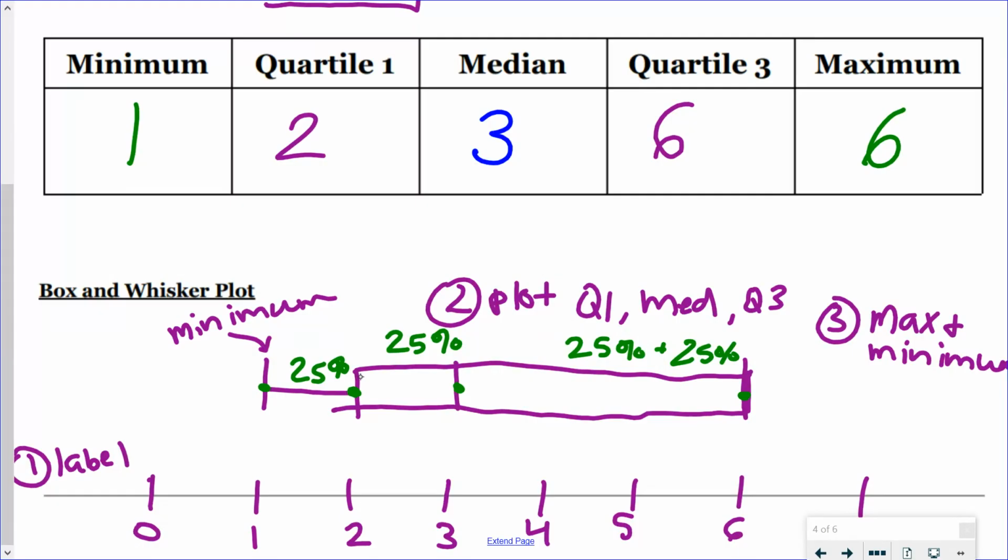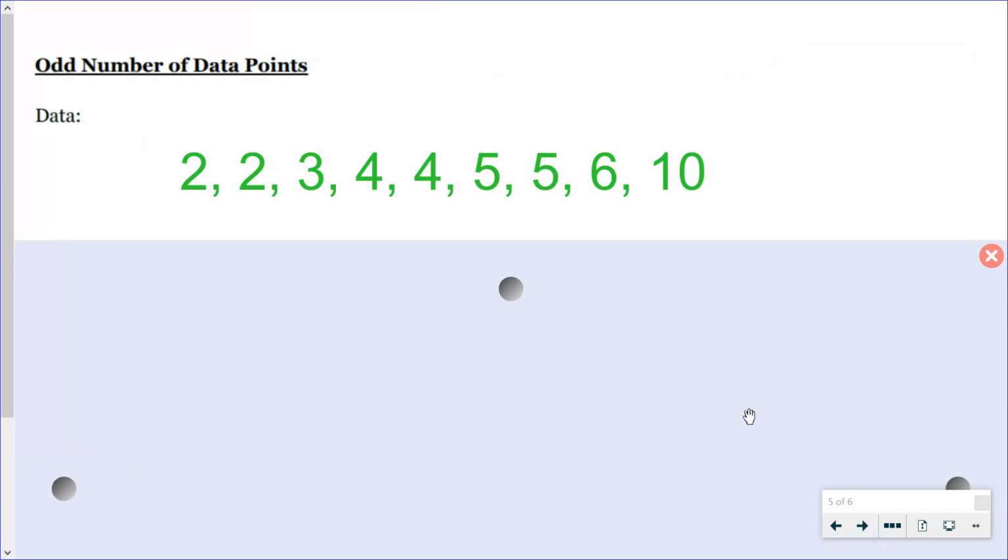So even though this section on the right is bigger than the section on the left, it contains the same amount of data, meaning that more of our data is condensed on the left and it's more spread out on the right. Okay, so that's an example of a box and whisker plot. We happen to have the maximum and the Q3 the same value. So we're going to do one that is a little bit different. We have an odd number of data points here, and you'll notice there's something different that happens when we have an odd number versus an even number.